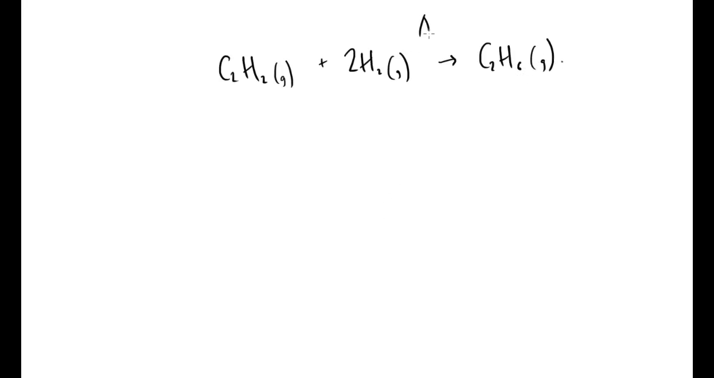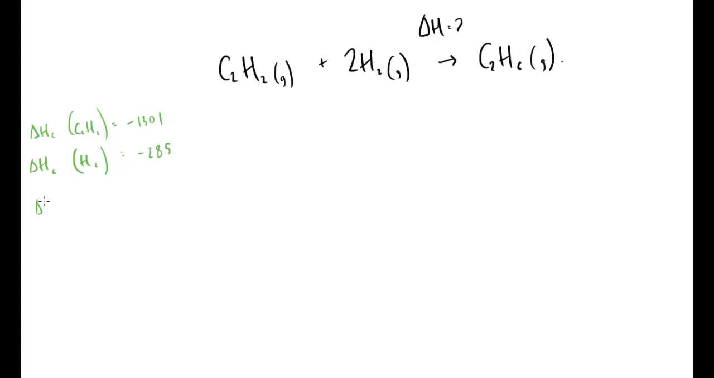Now this time, I'm still looking for the enthalpy change of the reaction, but I'm going to use the enthalpy changes of combustion instead of formation. The enthalpy change of combustion for ethine is equal to minus 1301. Enthalpy change of combustion for H2 is equal to minus 285.